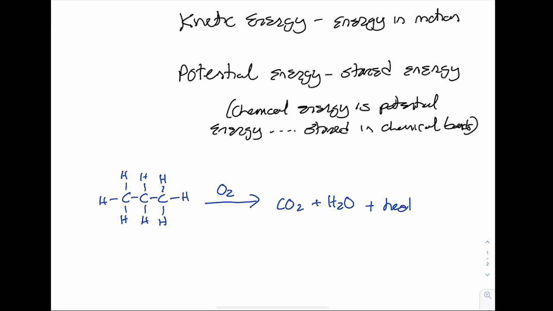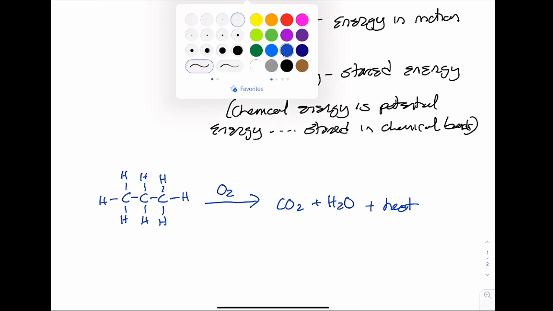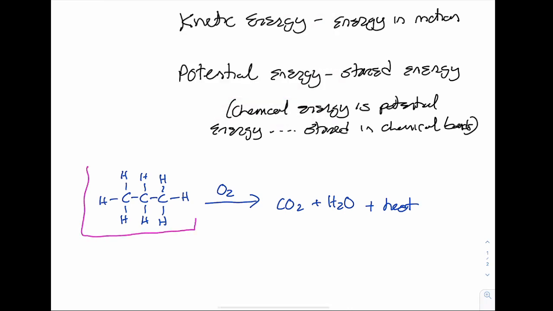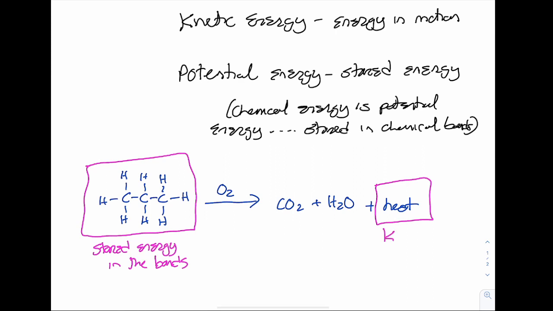The other part, and the part I really want to focus on, is we also are supplying heat. So what we're doing is going from potential energy, stored energy in the chemical bonds, to heat that you can use to then cook your dinner. So we had the potential when it was sitting there. We undergo a combustion reaction and we convert it to kinetic energy, energy we can use for something.